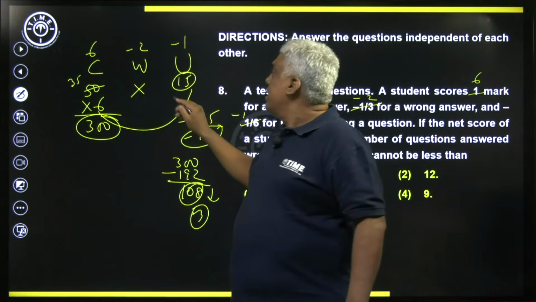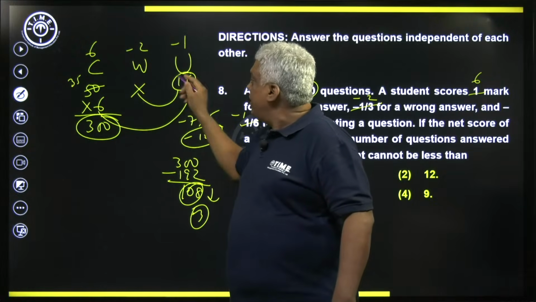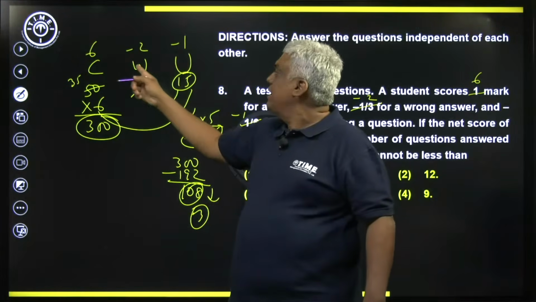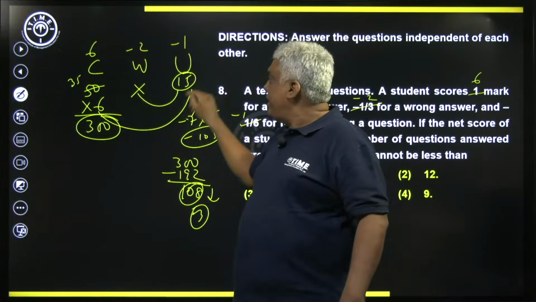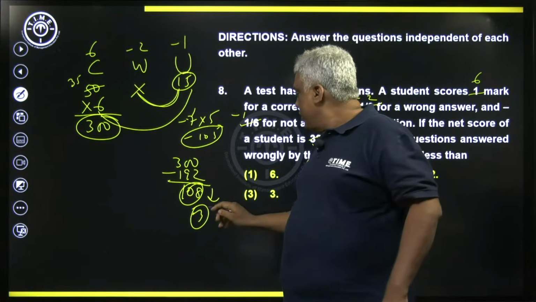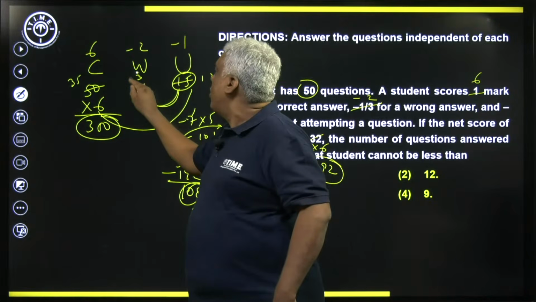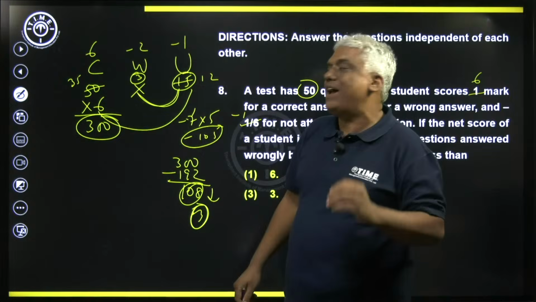Now what we have to do is bring some questions here, because from unattempted to wrong answer, here the loss is 1 mark, here the loss is 2 marks. So if I take one question from U to W, the marks will decrease by 1. We have to decrease the marks by 3. So I have to take 3 questions here, in the wrong. So the minimum number of wrong questions has to be 3.